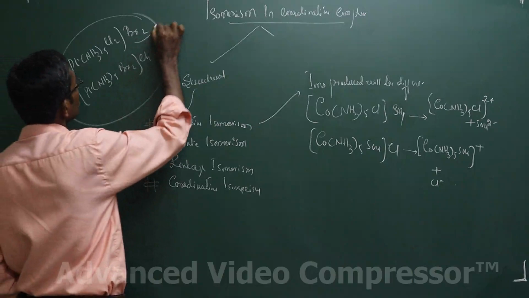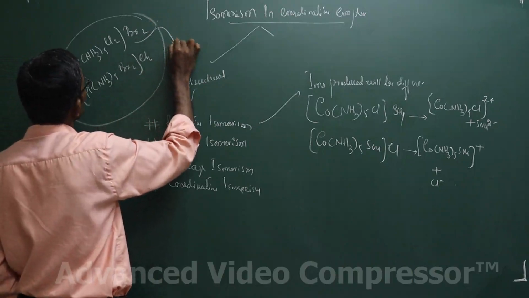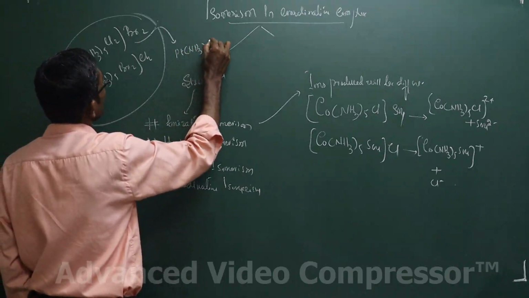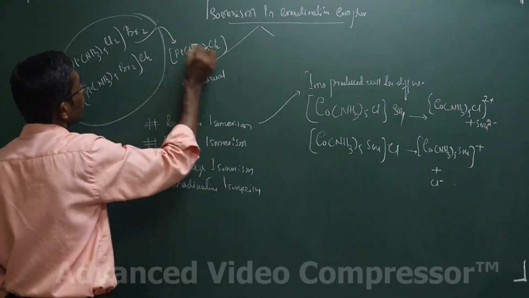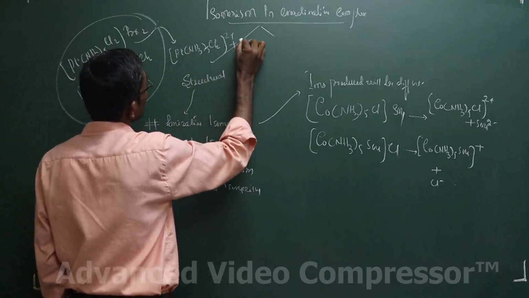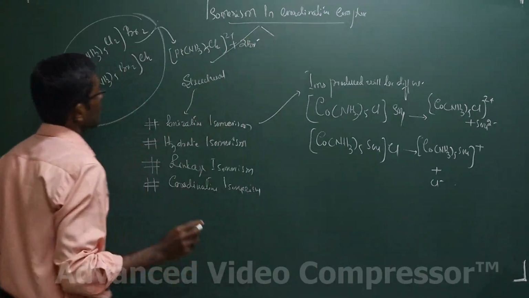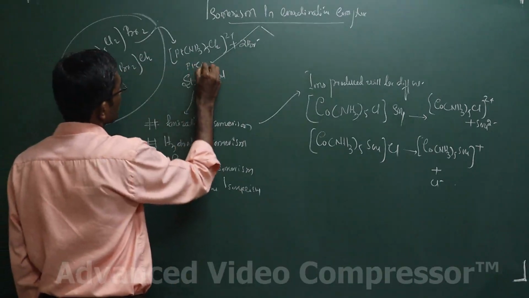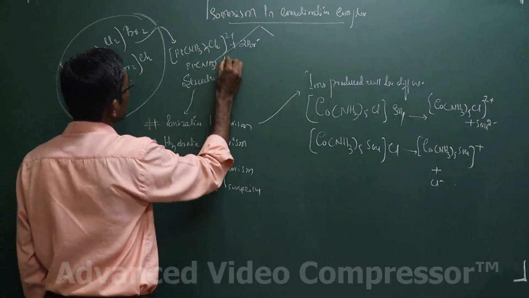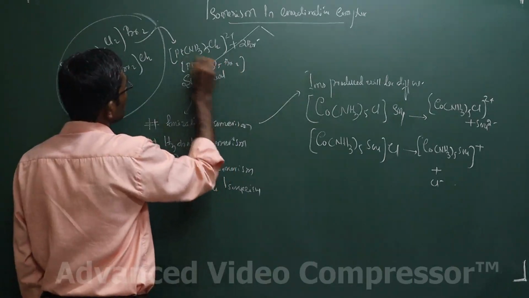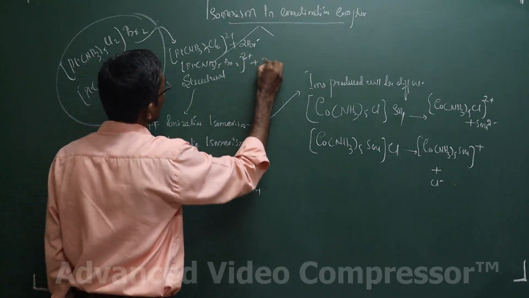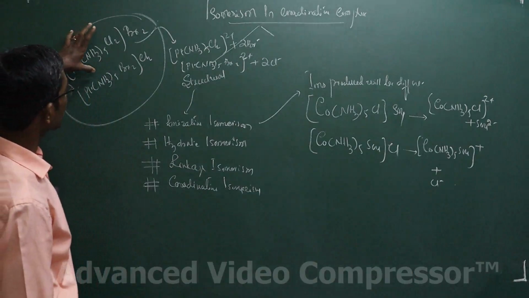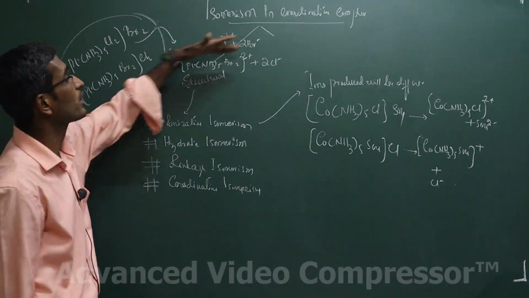So how will the ions be produced in this case? Ions will be produced as Pt pentaammine Cl with a 2+ charge, plus 2 Br minus in the first case. The second case is Pt pentaammine Br with a 2+ charge and 2 Cl minus. Are you getting my point? What I am trying to say is, in the first case the ion produced will be this plus 2 Br minus.